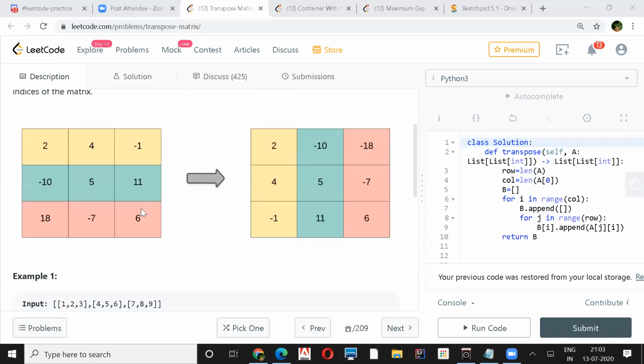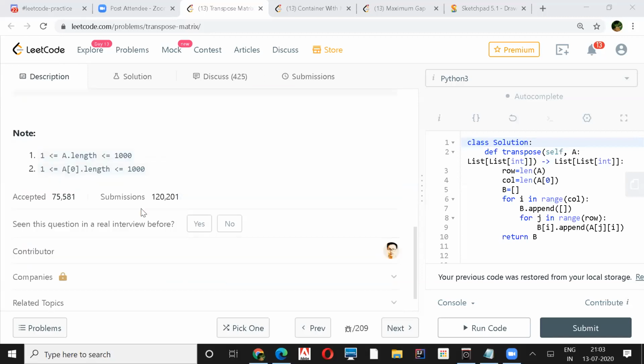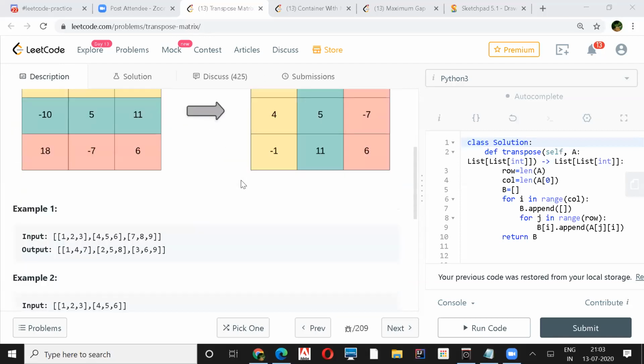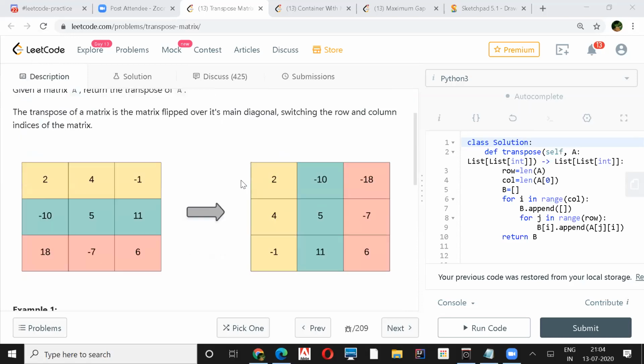And yes, so no such constraints. I mean, these are the lengths. The array length will be less than or equal to 1k, and each element will be less than or equal to 1k. So how do you proceed here? So this is an easy problem.